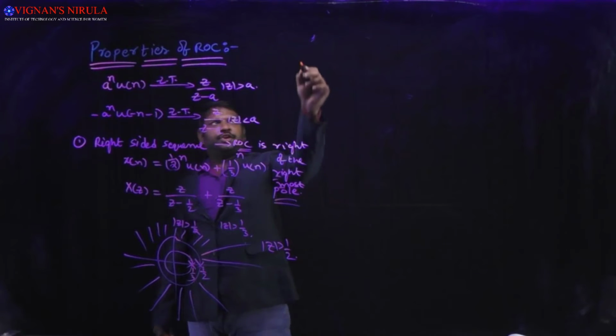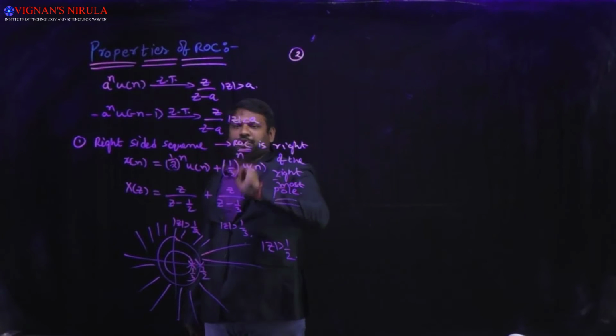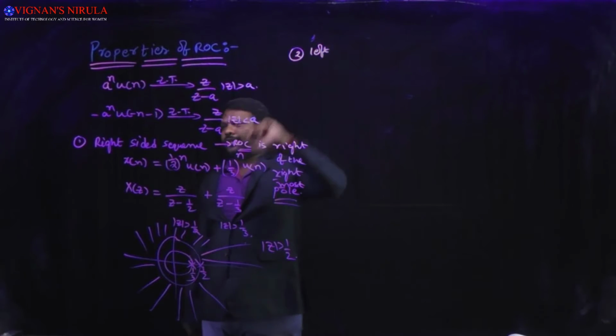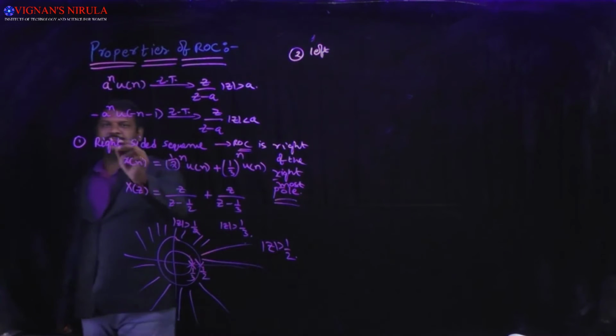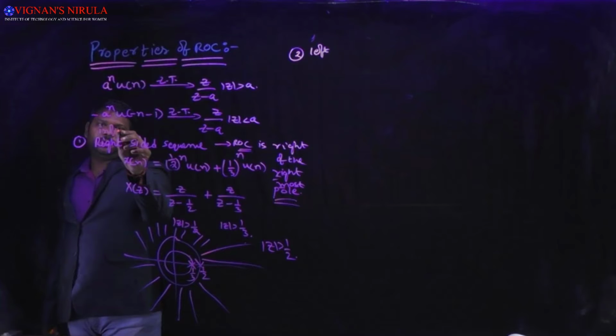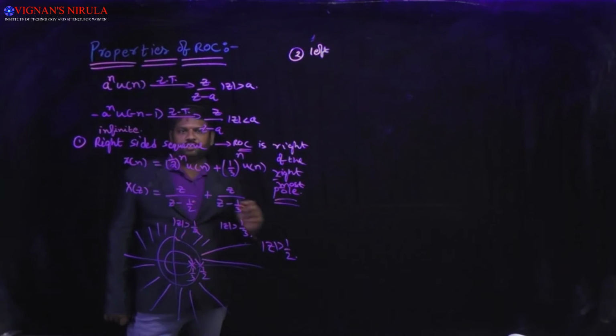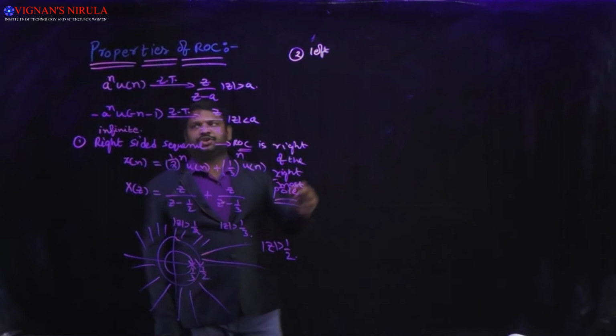This is the first property of the ROC. Second property is, for a right-sided sequence, this is an infinite duration sequence only, because the u[n] runs from 0 to infinity. Therefore, it is an infinite sequence.